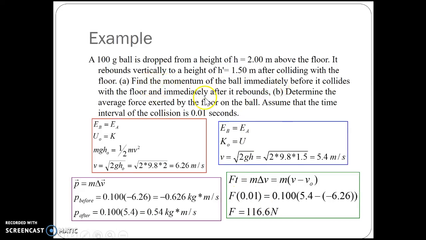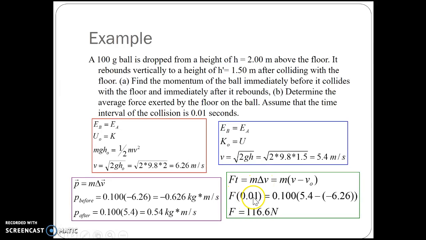Okay, so that's part A, right? Find the momentum of the ball before it collides and right after it rebounds, right? So before it collides and then right after. Last thing was determine the average force exerted by the floor on the ball. So to change the direction of the ball, a force had to be exerted, right? We had an acceleration here. We had a change in velocity. So I know that the force times time equals my change in momentum. This is my impulse equals the change in momentum.